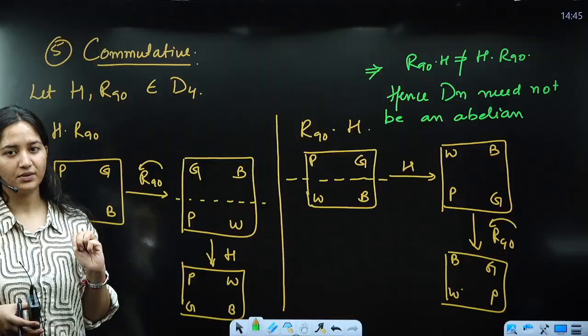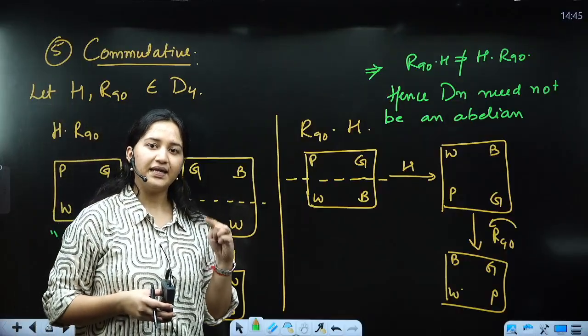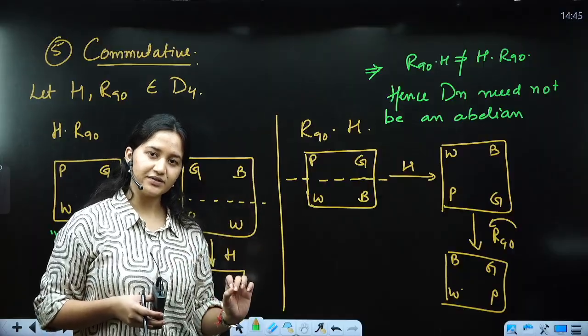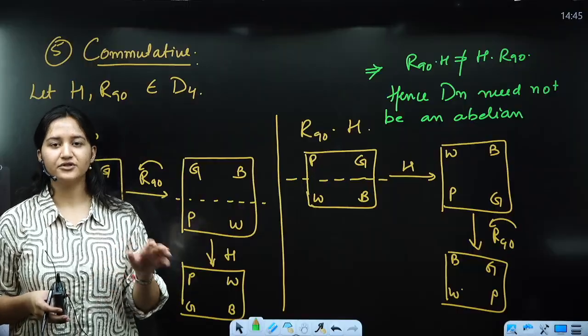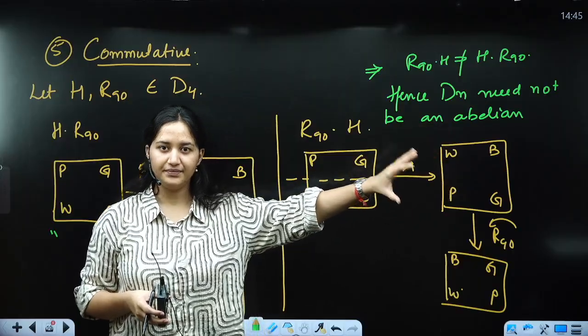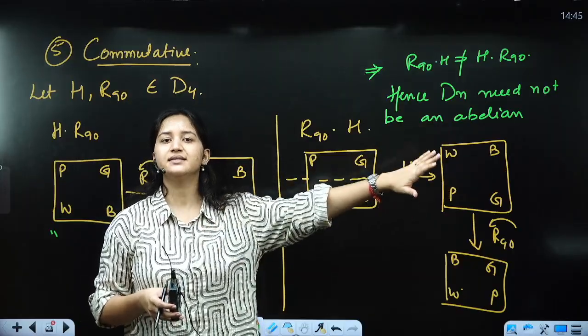Those two are going to come out abelian, and Dn when n is greater than or equal to 3 is not going to be abelian. That is why for some n's it is abelian and for some n's it is not abelian. So that is why we write Dn need not be abelian. That means it is not the case that all the Dn's are abelian.